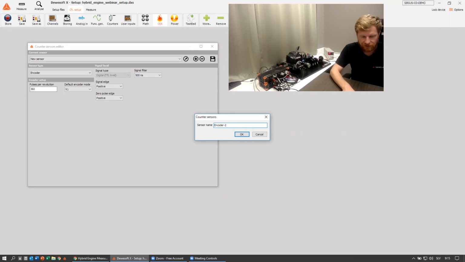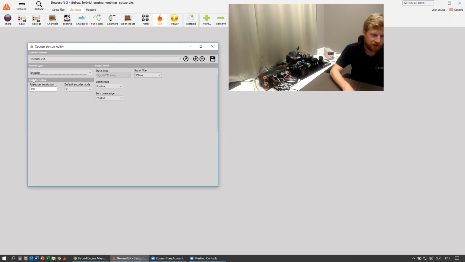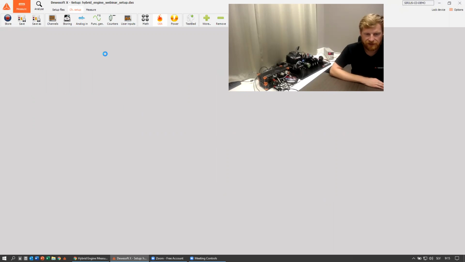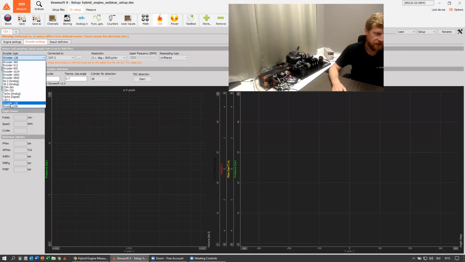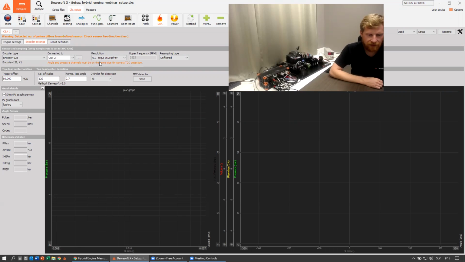encoder 256, we could just create a new sensor, select encoder, and select the number of pulses per revolution. So after we save the sensor, it's immediately available in the list of sensors. In this case, we are still using the 128, so we will leave the sensor. We can select the resolution of the angle sensor, and after that, we have valid outputs for the combustion analyzer.